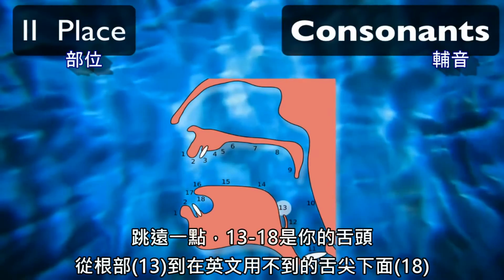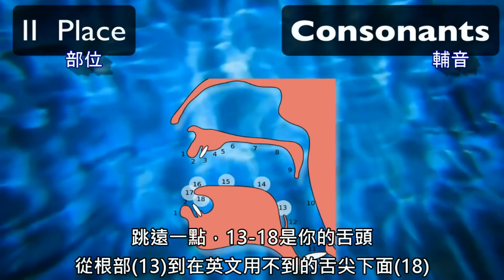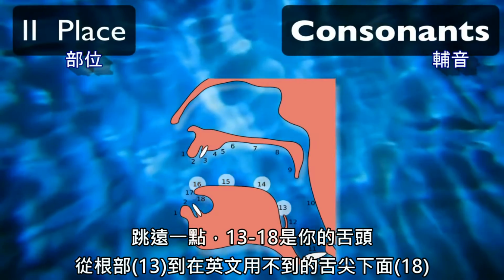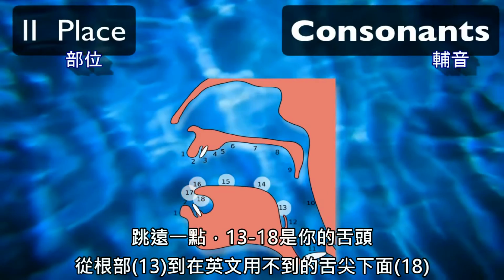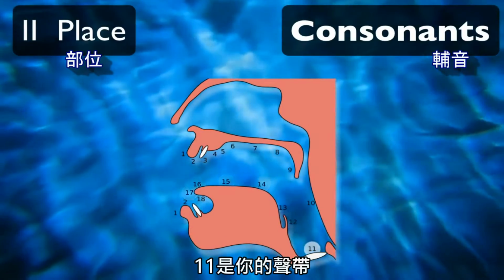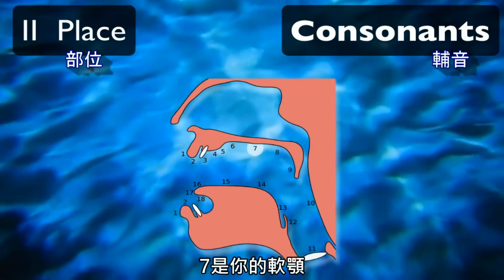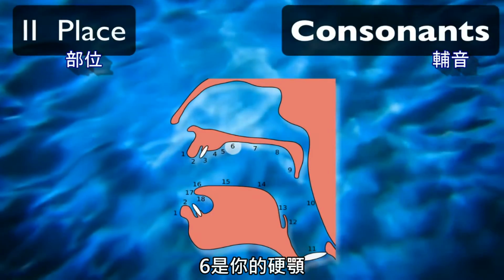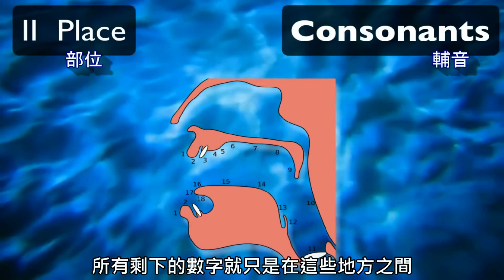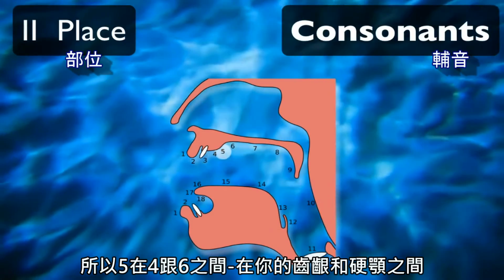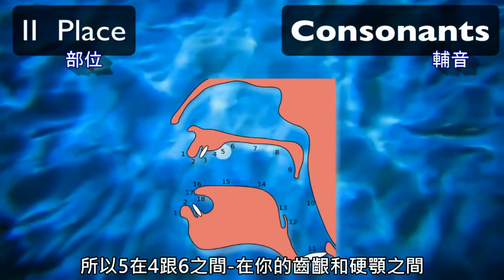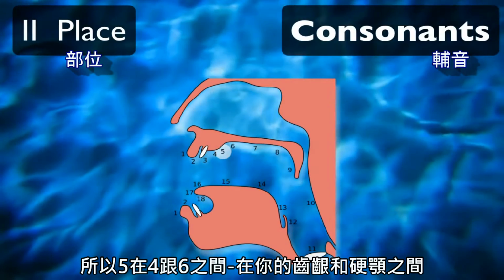Jumping around a bit, 13 through 18 corresponds to your tongue, from the root, 13, to underneath the tip, 18, which we don't use in English, we only use the tip. 11 are your vocal cords, 9 is your uvula, 7 is your soft palate, and 6 is your hard palate. All the remaining numbers are just in-between spots. So 5 is in between 4 and 6, in between your alveolar ridge and your hard palate.